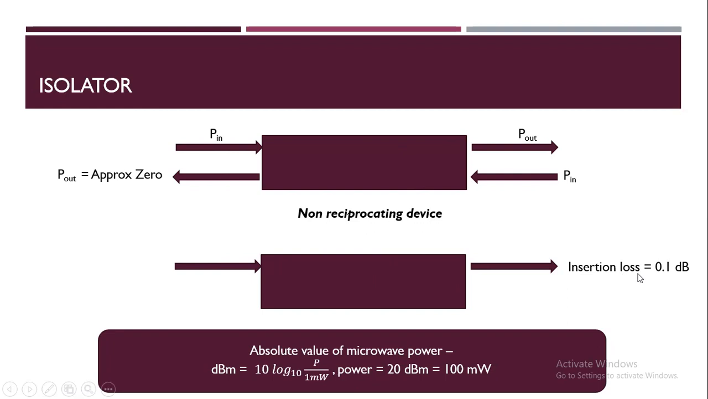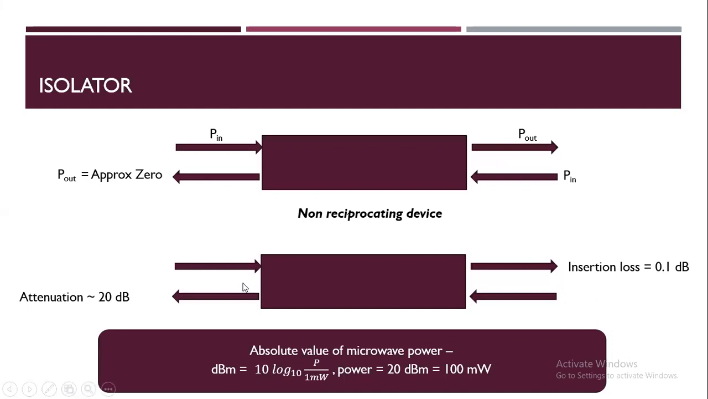In this direction, the insertion loss is very less, 0.1 dB only. But if we go in the reverse direction, the loss is very big. It's 20 dB. We are calculating in decibel. We can also calculate the absolute value of the microwave power in dBm, which we calculate when we take the power and normalize it to 1 milliwatt. So if we are getting 20 dBm, it means the power value is 100 milliwatt. That's just a conversion which we are doing when we are calculating the power output.